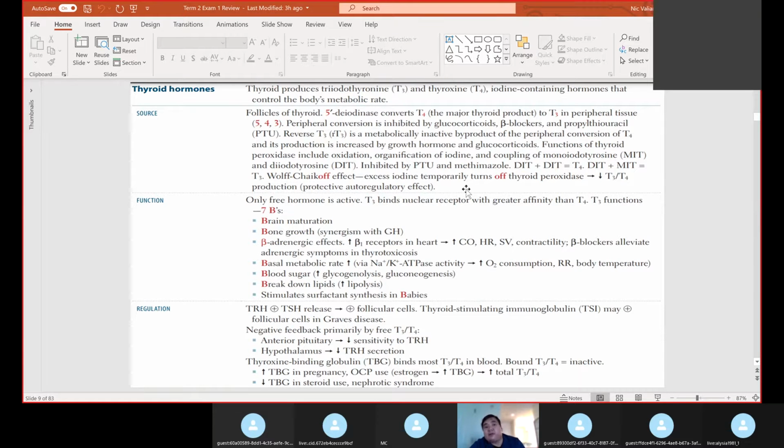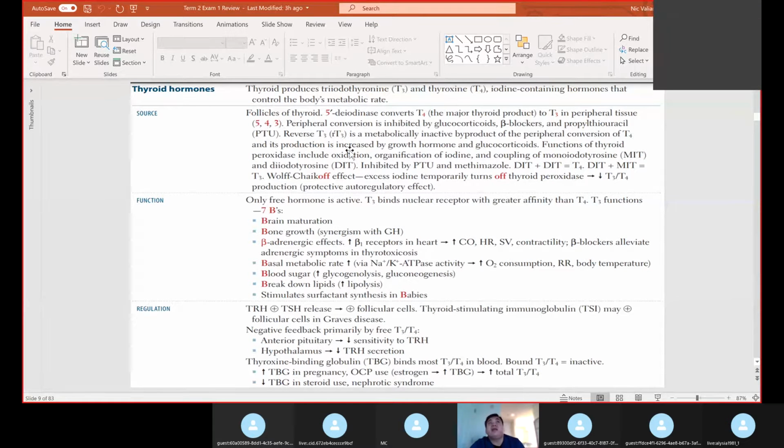Now, your thyroid hormones are also converted peripherally in your muscle. So it is inhibited by giving glucocorticoids, beta blockers, your propranolol, your non-selective beta blockers, and PTU.